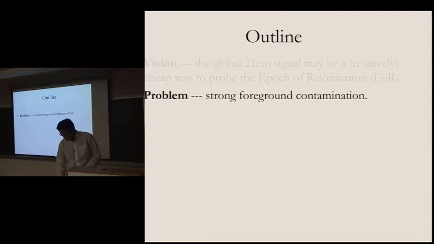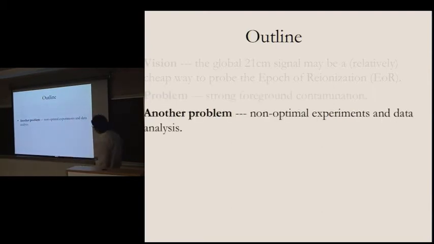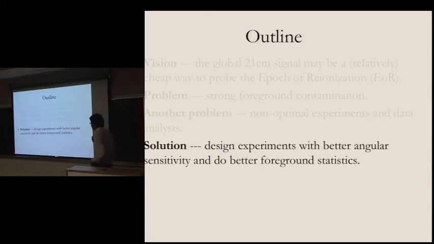And related to this problem, I think a lot of experiments are non-optimal. An experiment like EDGES, great effort, and they have a very interesting upper limit, lower limits on the duration of reionization. But I don't think it's the optimal way to build these experiments. And that's the case I'm going to argue. What I'm going to argue is that we need to design experiments with better angular sensitivity, despite the fact that we are trying to measure the monopole.